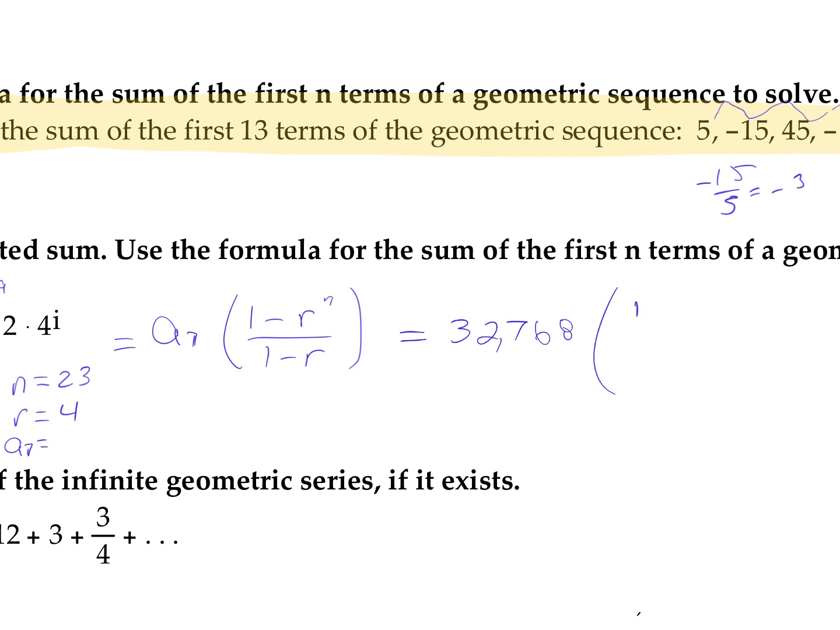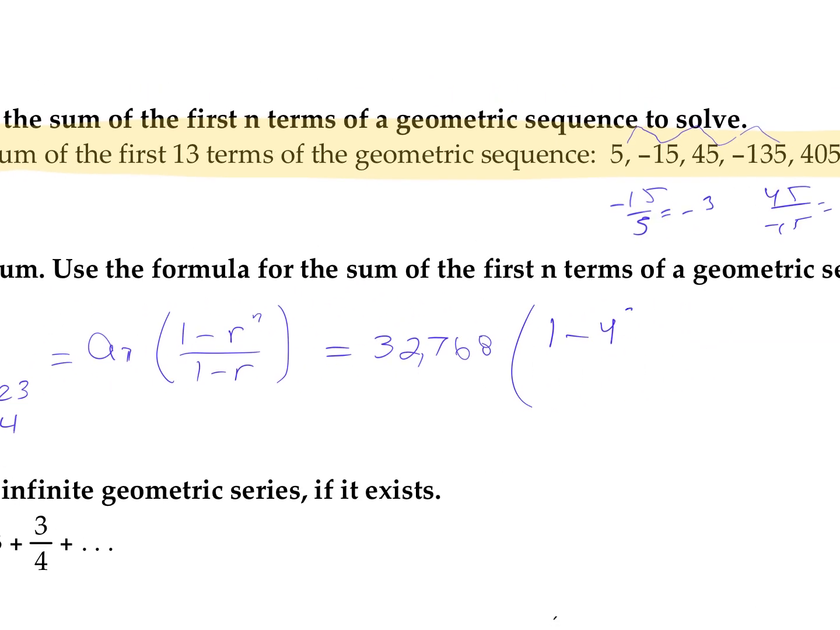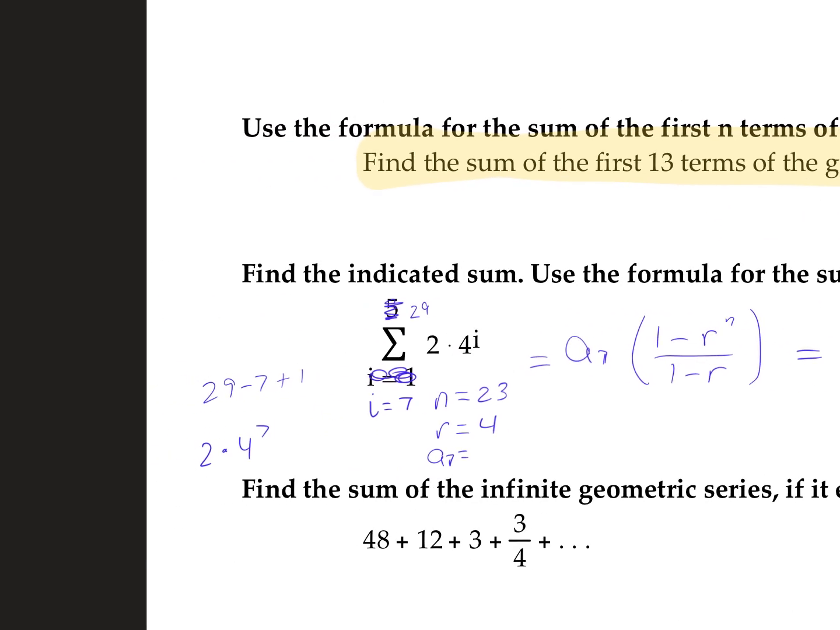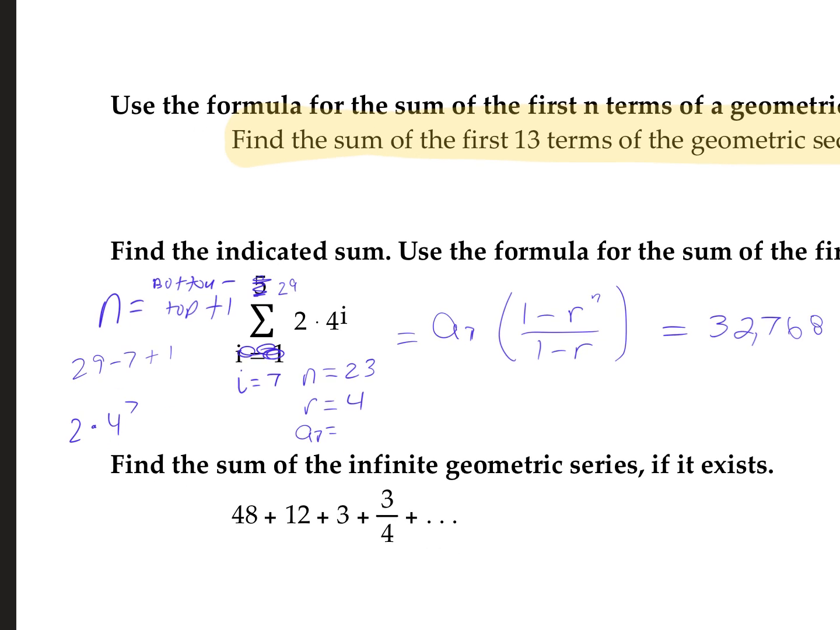All right, then let's just plug in everything else. So I have 1 minus, what was our r again? 4 to what power? 23rd power. And then I have 1 minus what on the bottom? Okay, obviously this is going to be a ridiculous number. You guys agree with me? Okay, but do you understand the makings of this? The biggest thing, guys, the biggest thing is finding out the n. And remember, it's bottom minus top plus 1. That's how you figure out what that n is.